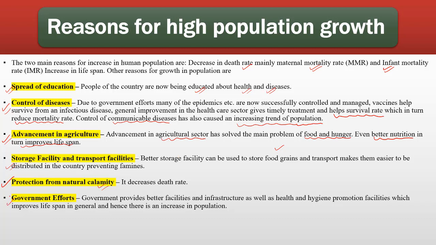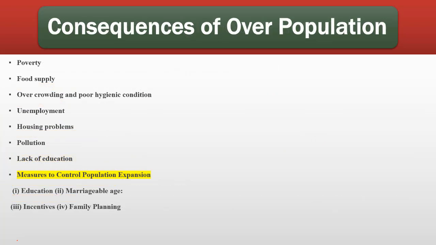Government efforts: the government provides better facilities and infrastructure as well as health and hygiene promotion facilities, which improves lifespan in general, and hence there is an increase in population. So these are the reasons for high population growth. Stopping someone from dying at a particular age is also an influence on population growth. Now coming to the next, I hope everything is clear.